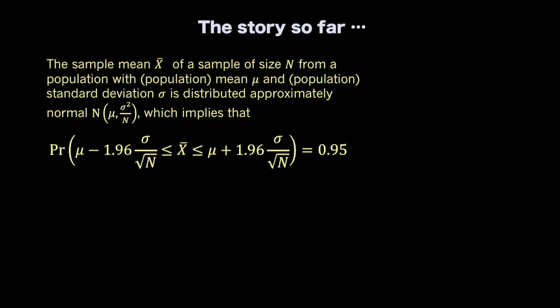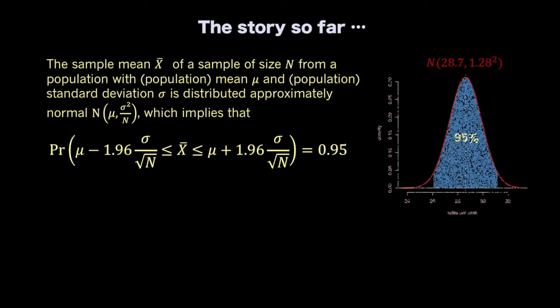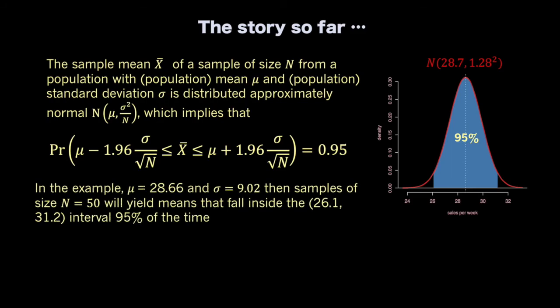Mathematically, this can be written as a probability. The probability that x bar is between two specific limits is 95%. We know that because the normal distribution has very specific properties. We can choose two numbers such that they contain 95% of the probability. In this example, mu is 28.66 and sigma is 9.02. That's the example from the first video.